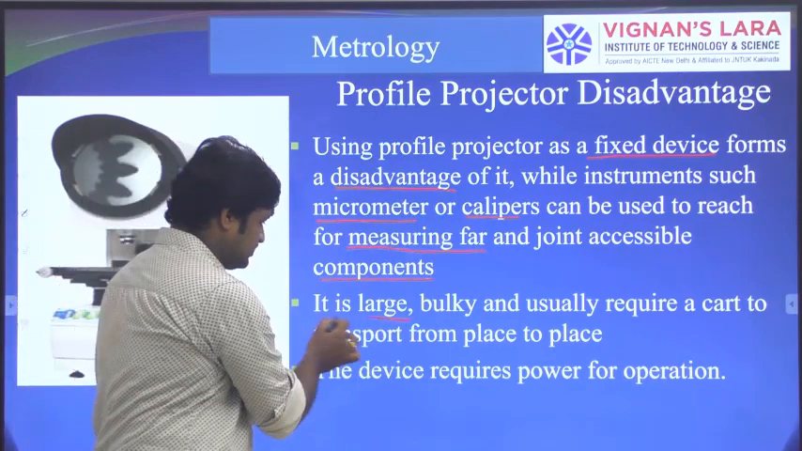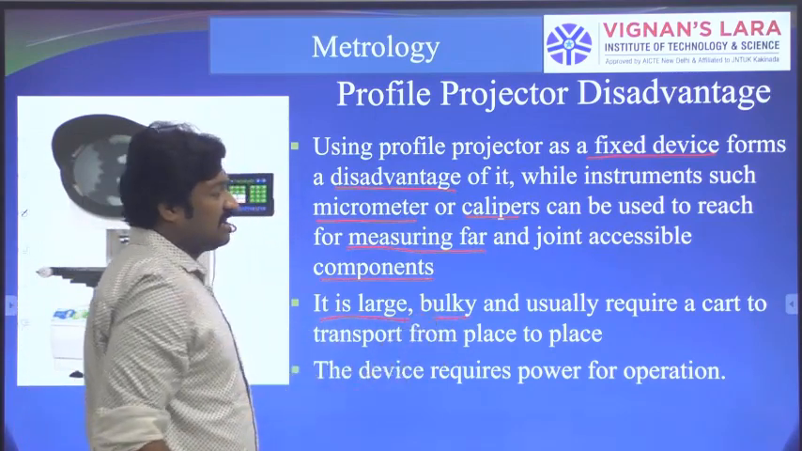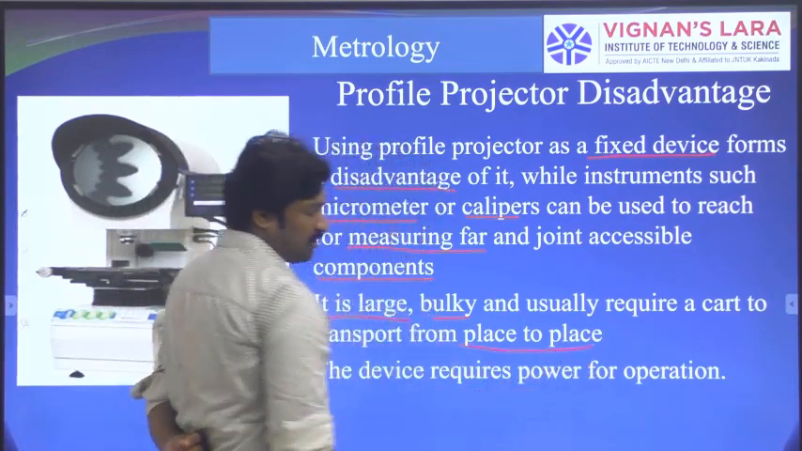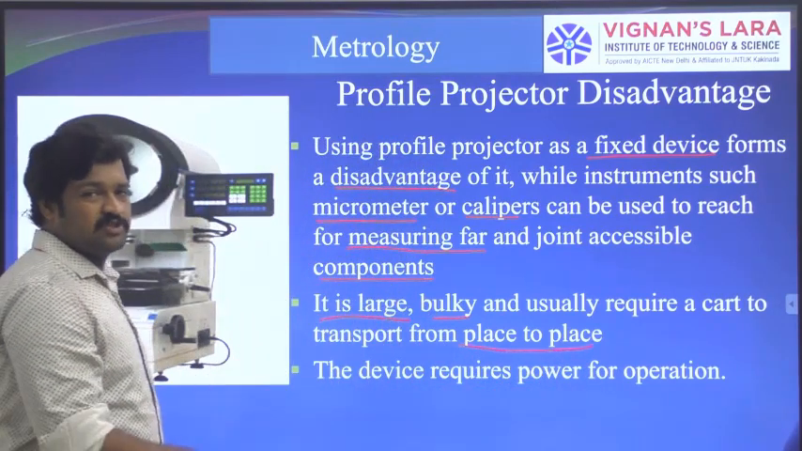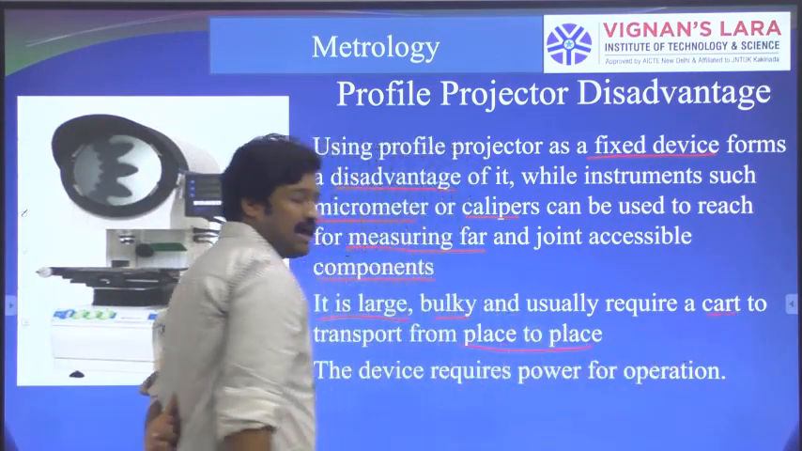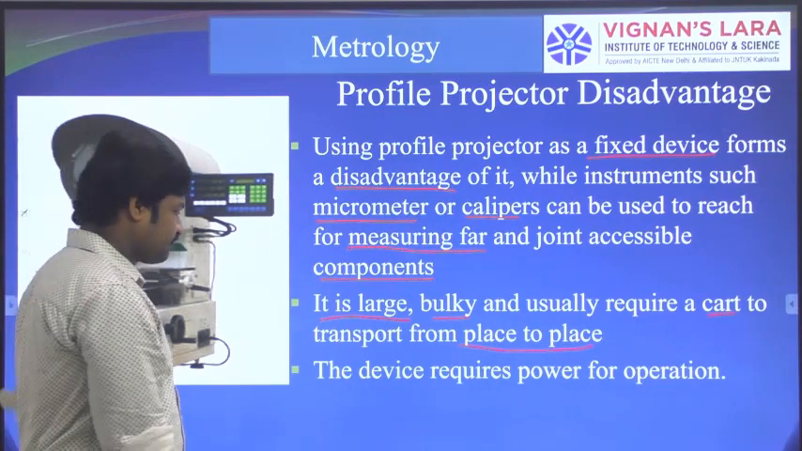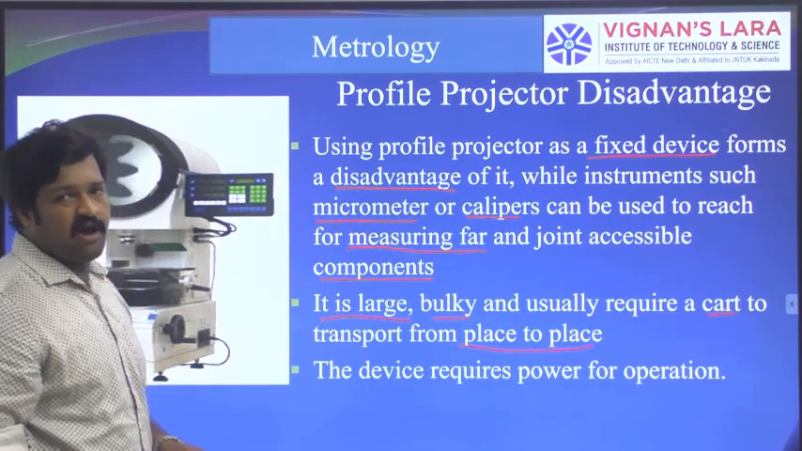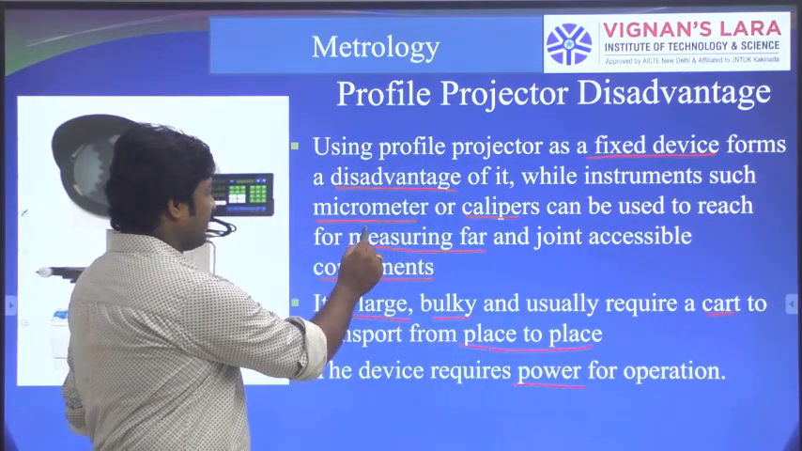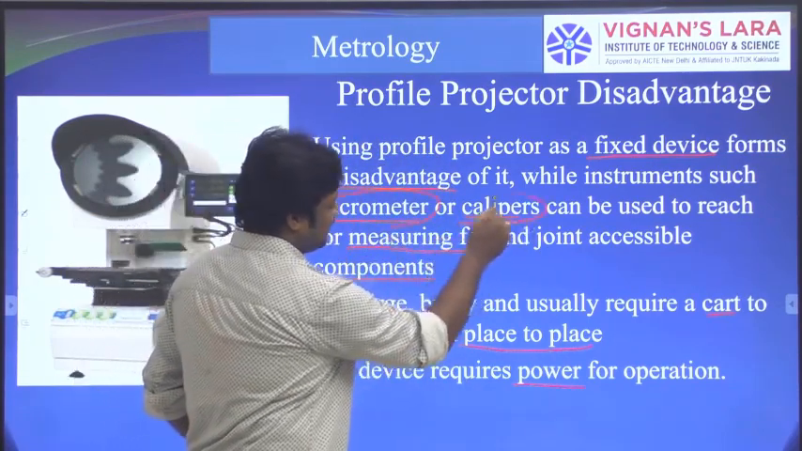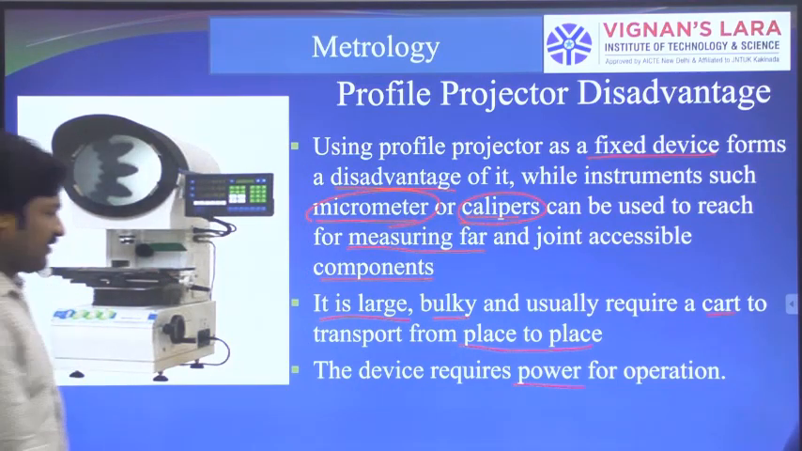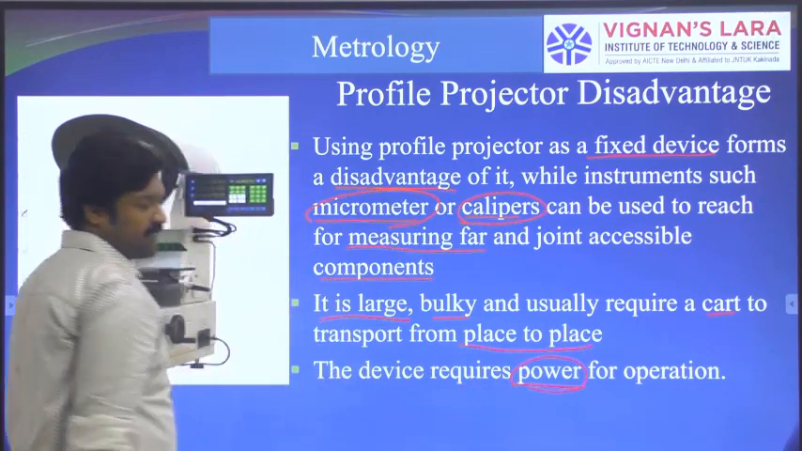Next, it is large, bulky, and usually requires a cart to transport from one place to another. So it's not portable. If you want to move it from one place to another, you will require a transport system, meaning a cart or some other method of transport. The device also requires power for operation. For micrometers and vernier calipers, we don't require any power. But for this optical projector, we need power to operate.